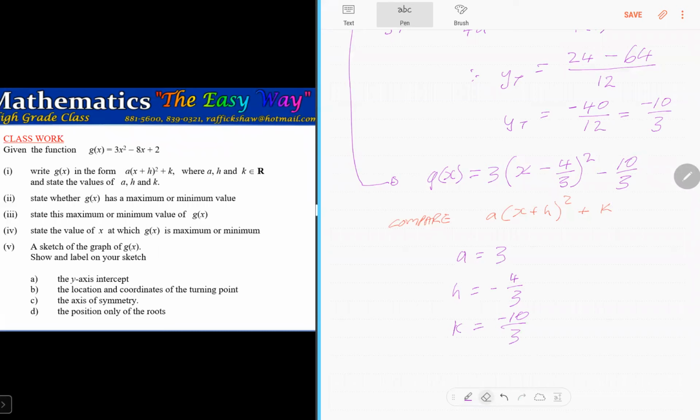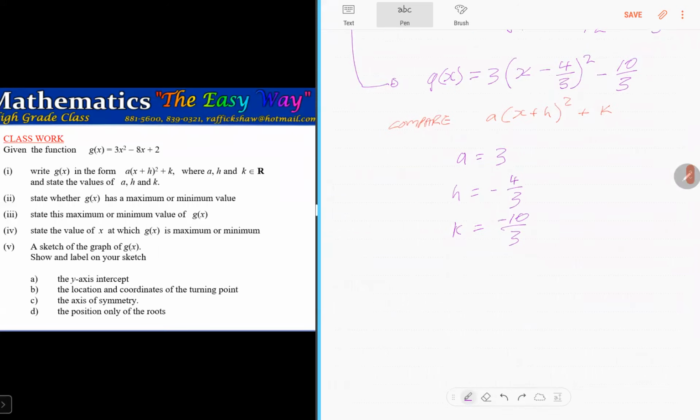So basically that's the answer for part 1. We have completed the square, written it in the vertex form, and we have given the values of a, h, and k. So those are your answers right there. That's part 1. Part 2 wants us to state whether it has a maximum or minimum.